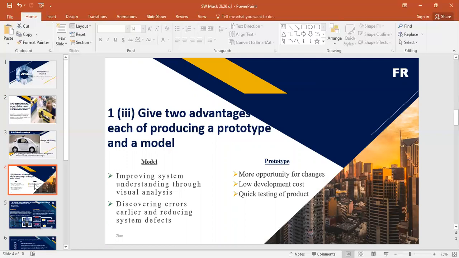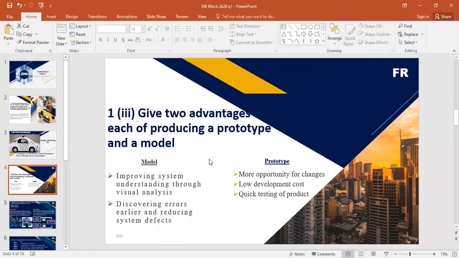Part 3: Give 2 advantages each of producing a prototype and a model. Okay, for a model, improving system understanding through visual analysis. Yes, when you have that small miniaturized version, you can improve your system understanding by visual analysis, looking at it. Discovering errors earlier and reducing system defect. When it's in that miniaturized version, you can easily identify which parts are to be connected to which part. If the part is not well connected or fitted, you will know what to do when you are producing the prototype.